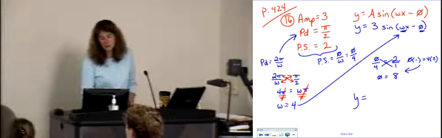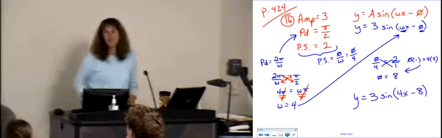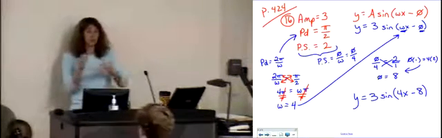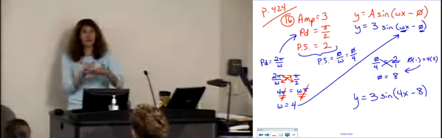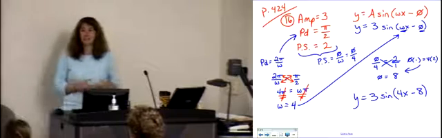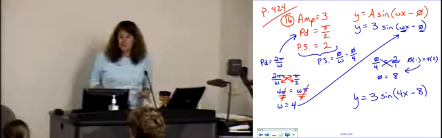Y equals what? 3 sine 4x minus 8. So I just stuck it in place of phi. I left the form of my equation like it was, omega x minus phi. So I put in the omega in front of the x, and then minus the phi value that I got. Now, let's double check ourselves here.